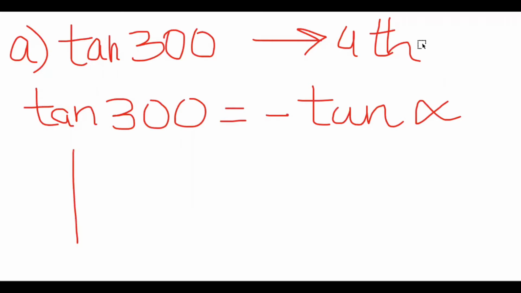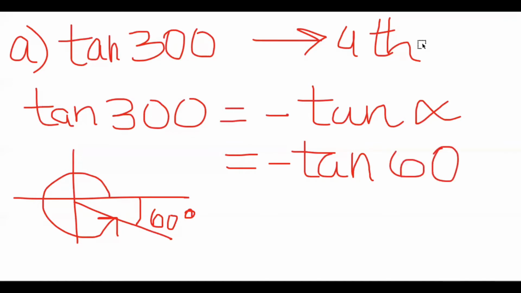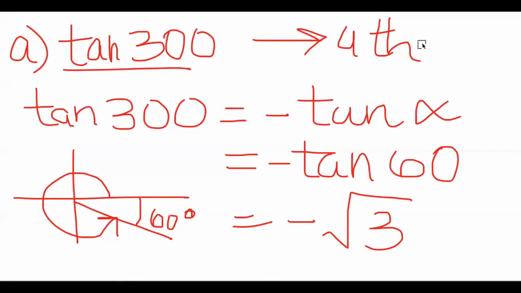If we draw 300 as an angle, then the alpha with the x-axis becomes 60 degrees. So we know that negative tan 60, and tan 60's value is under root 3, so we add a negative sign, and this is how you find the value of tan 300 using the identities.